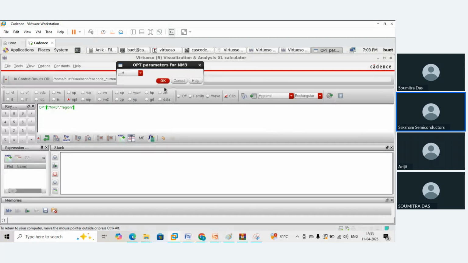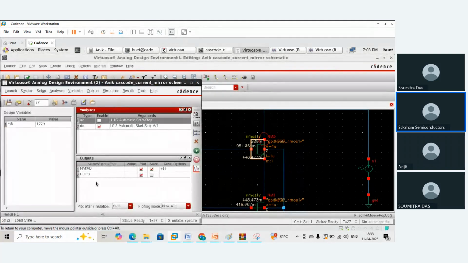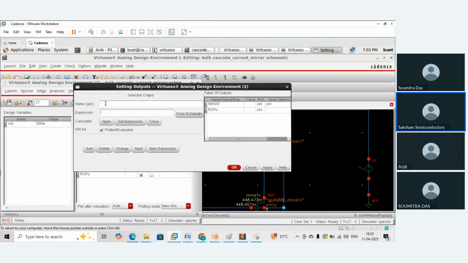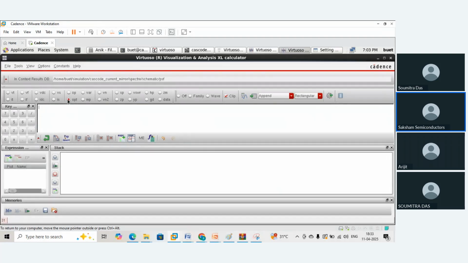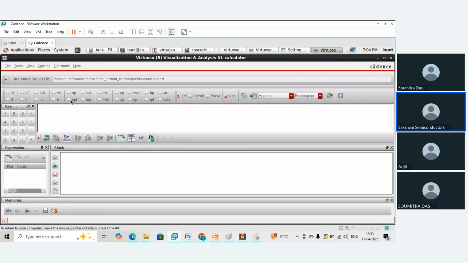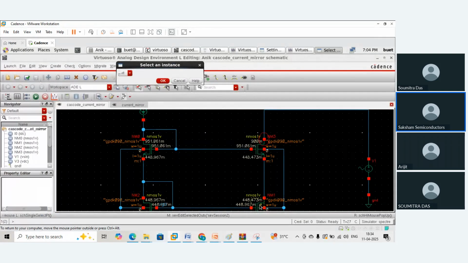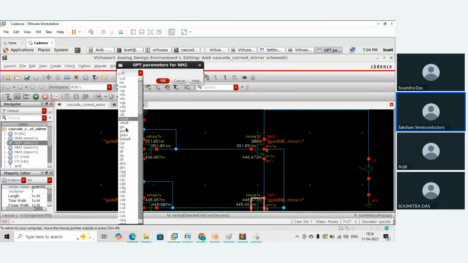Now let me do the same entire exercise again. I'll go to the output, setup, ROP down. I'll open the calculator, clear these things, and redo. I'll click on the operating point. Now for ROP down, I'll click on this MOSFET. Immediately after clicking on this MOSFET in the list, I'll click on the region.